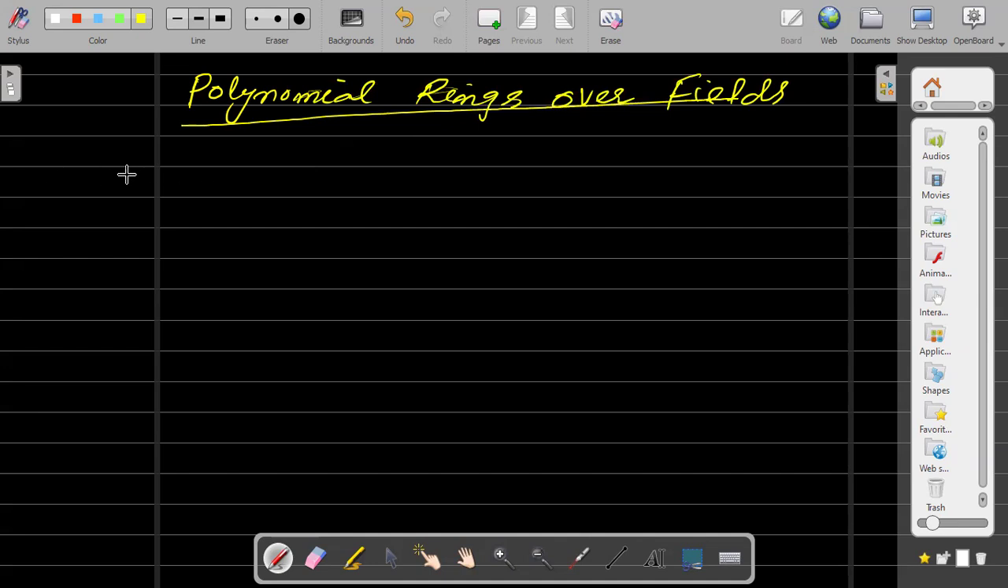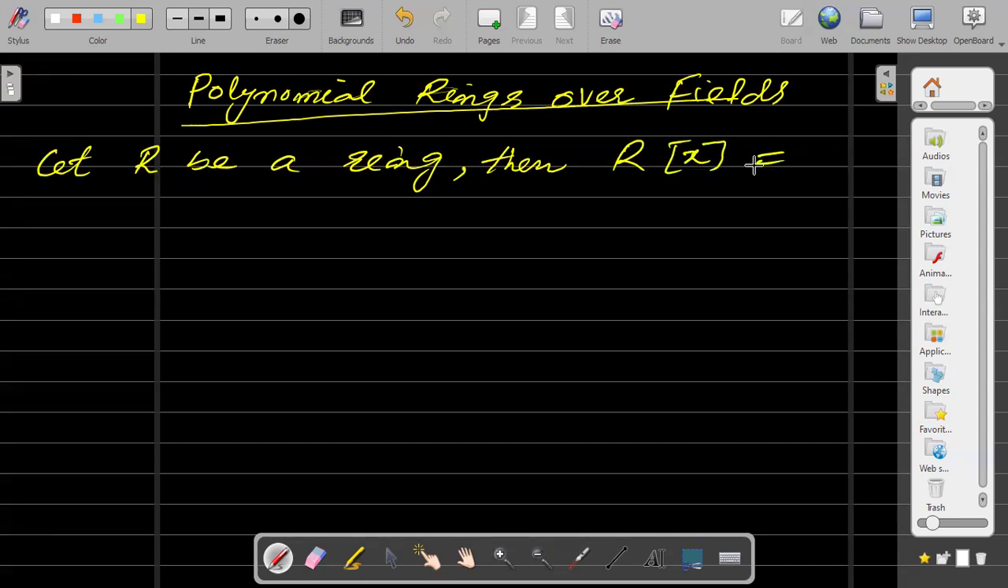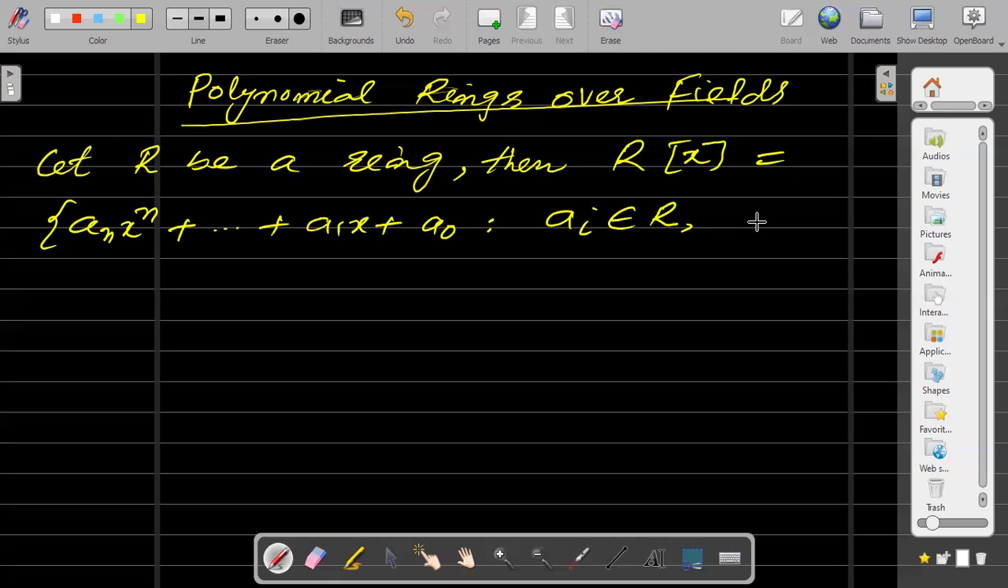Let us first recall the definition of polynomial ring. Let R be a ring. Then this set R[x] in the indeterminate x is the set of all polynomials with coefficients from R, of the form an x power n plus ... plus a1 x plus a naught, with these ai's from the ring R, for 0 less than or equal to i less than or equal to n.